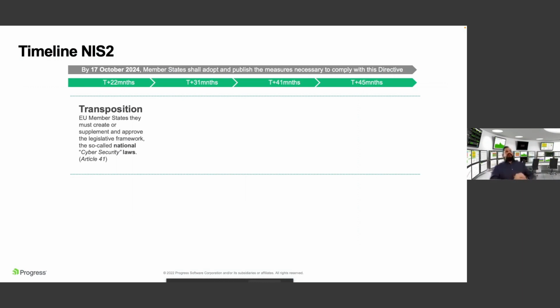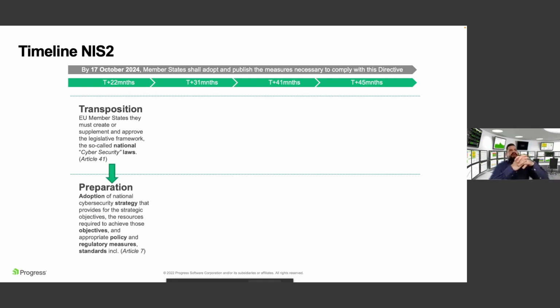So what's the timeline of this directive? By October 17, 2024, all member states shall adopt and publish the measures necessary to comply with this directive. What does it mean? That means the transposition of this directive needs to be done by this date into the national legislation. It can be called, for example, a cybersecurity act or law or whatever. This is based on Article 41.